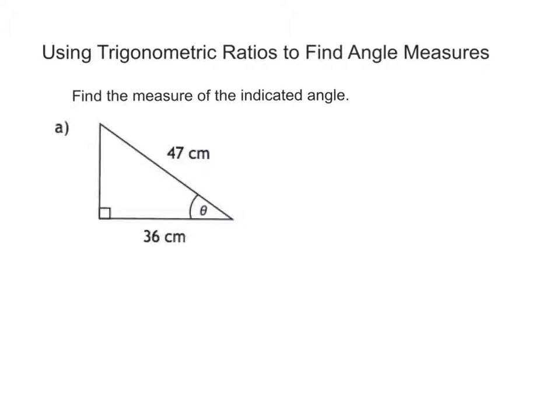Using trig ratios to find angle measures. So we already did using trig ratios to find side lengths. So now it's angle measures. This question says find the measure of the indicated angle.